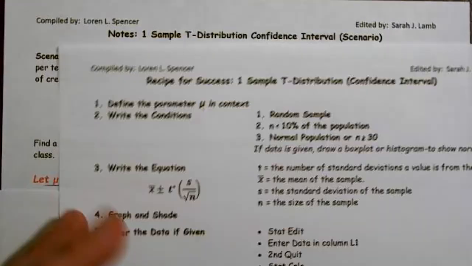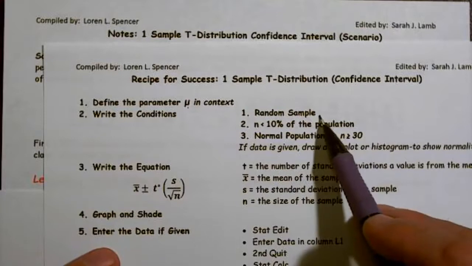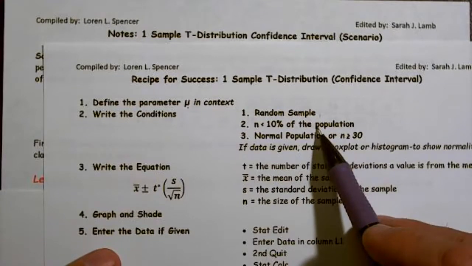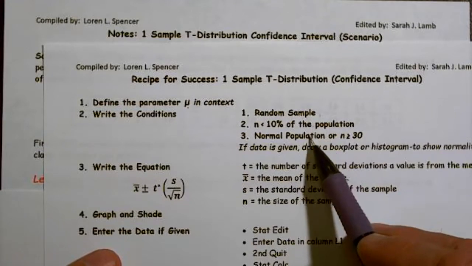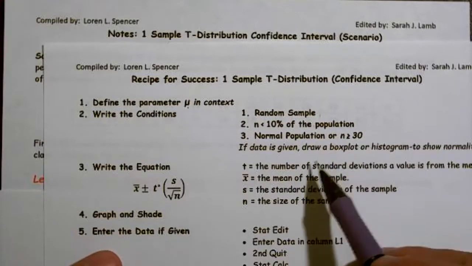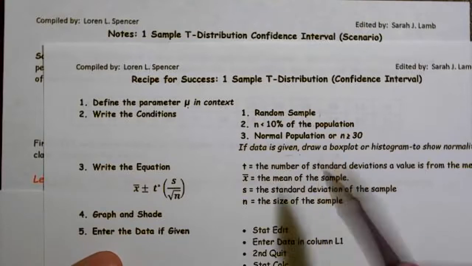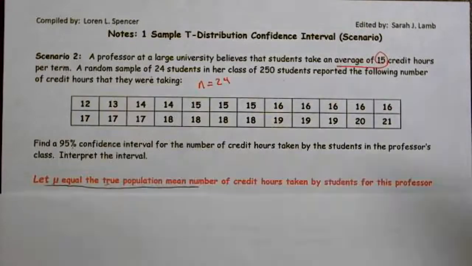The next thing our recipe tells us to do is write the conditions. It should be random sample. The sample size needs to be less than 10% of the population, and we need to have a normal population, or n needs to be greater than or equal to 30. And if it's not, and data is given, we're going to have to draw a box plot to show normality. All right, so here we go.